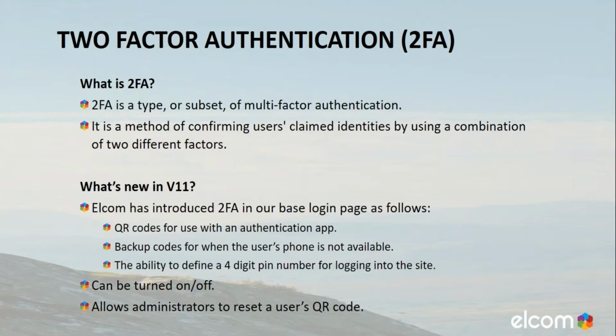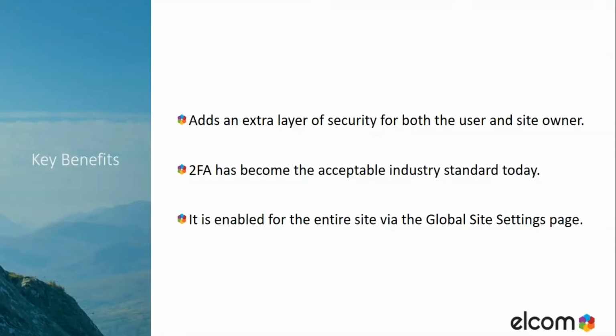In version 11, we've introduced two-factor authentication in our base login page, and it works as follows. There are QR codes for use with an authentication app, which will generate a single-use, time-sensitive authenticator code for input when logging in. There are backup codes for when the user's phone is not available, and there's the ability to define a 4-digit PIN number for logging into the site. Two-factor authentication can be turned on or off, and there are no overrides available if it is turned on, from a security perspective. It also allows administrators to reset the user's QR code.